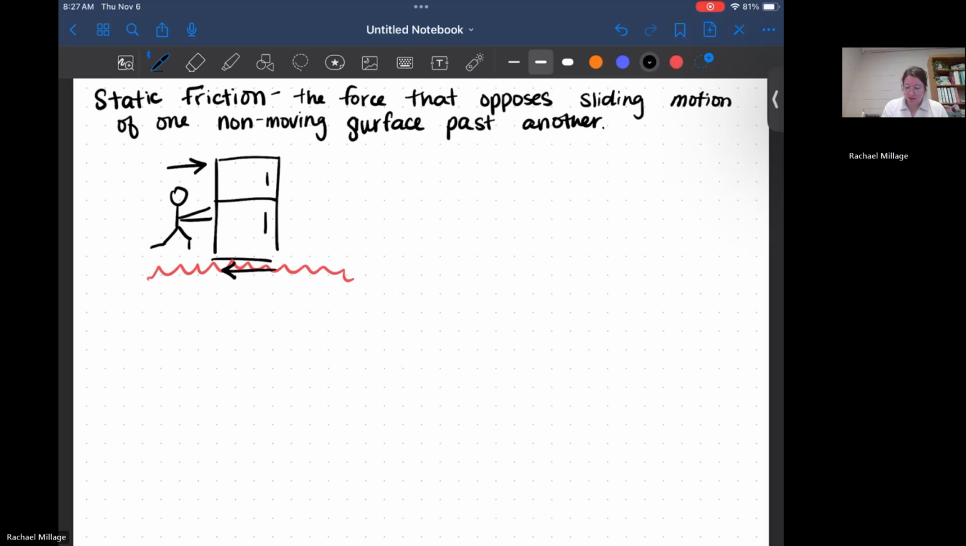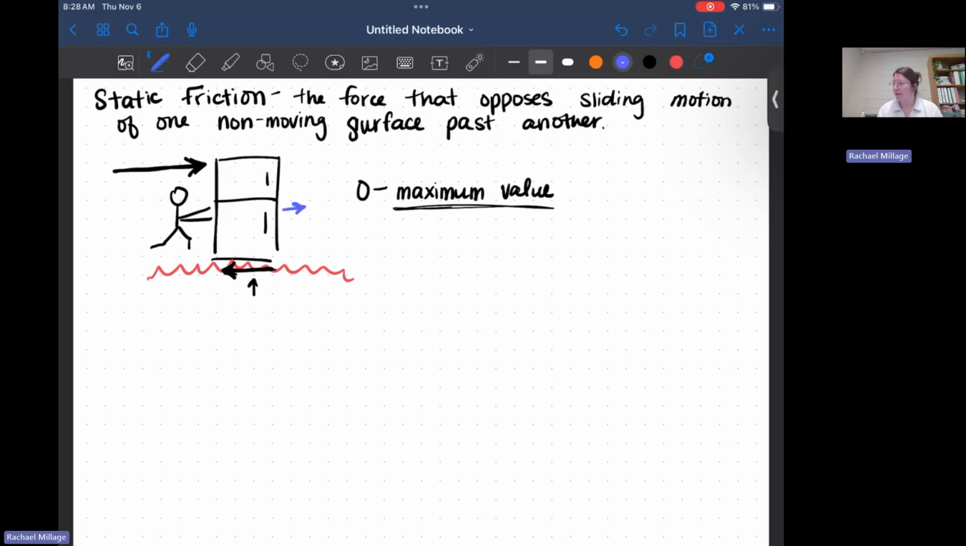So static friction can range from 0 to a maximum value, and this value is determined by the normal force and the coefficient of static friction. But there is a maximum value because eventually I can push that fridge with enough force that I overcome the static friction and I give myself some sort of net force in the direction that I'm pushing. So static friction can be overcome.